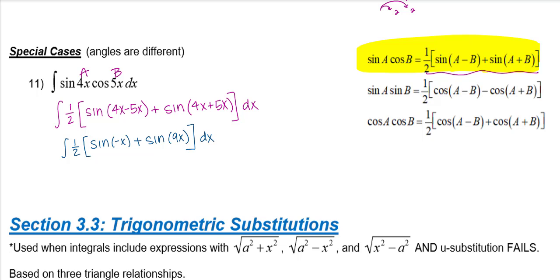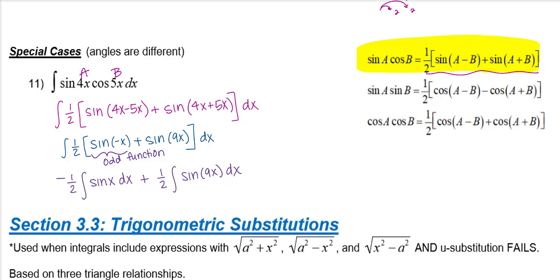So I'll show you two different schools of thought here on integrating this. One of which is that sine of negative x is what's called an odd function, which means that the negative can come out front because it is symmetric about the origin. So I could say that by definition, this first integral will be a negative 1/2 sine of x dx, and then I'll distribute that half. The second integral will be sine of 9x with respect to x. And I should be able to integrate these now.